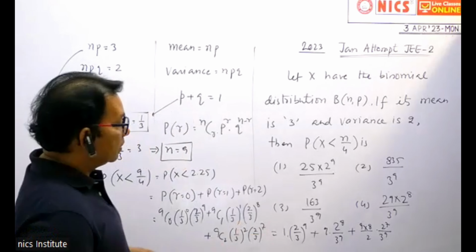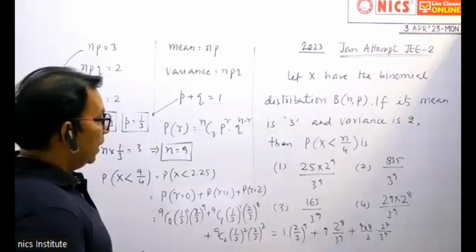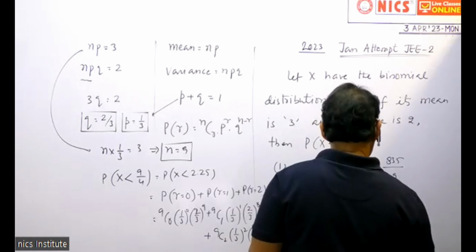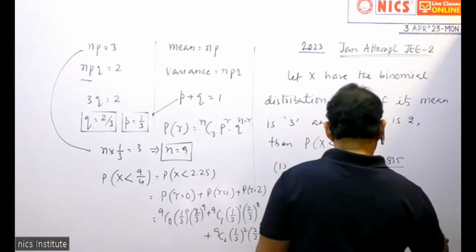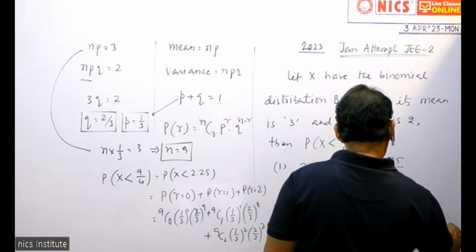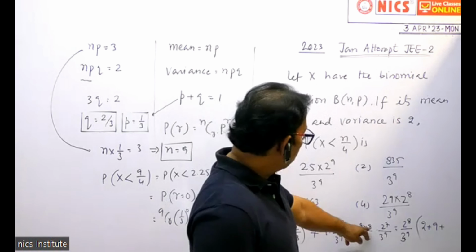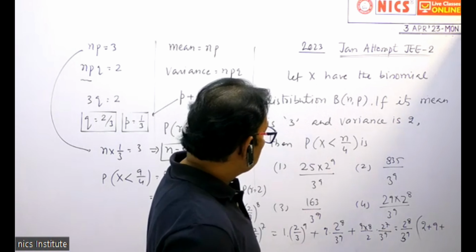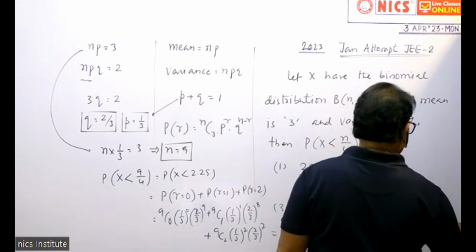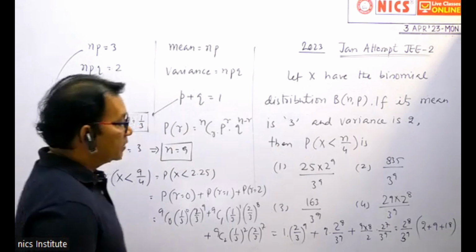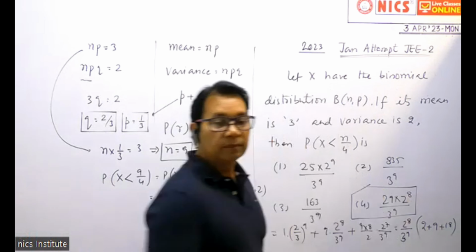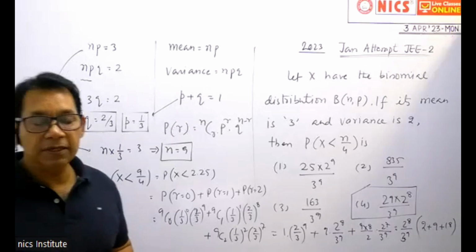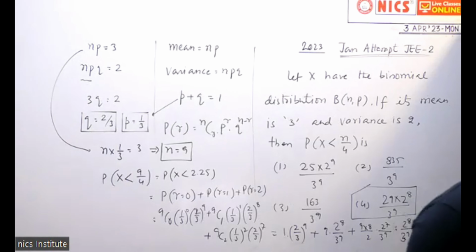You can take 2 raised to power 8 common from the numerator, and 3 raised to power 9 common from the denominator. So you are left with 2, you are left with 9, and here it will be 18. So 2 plus 9 plus 18 is 29. The correct answer is this. Yes, Nashada, the correct answer was 4.